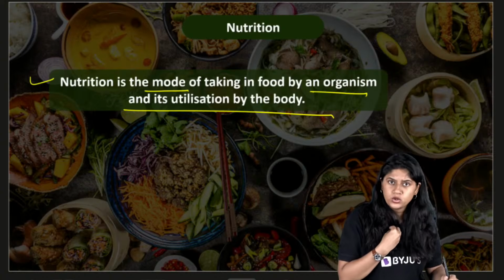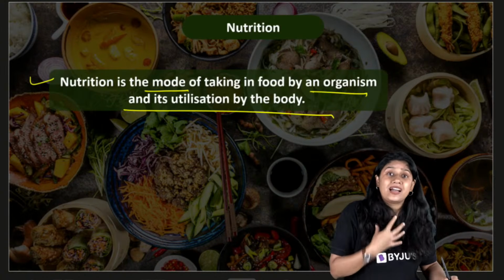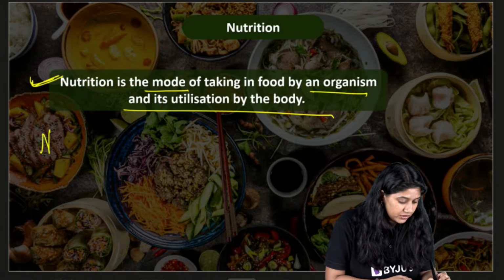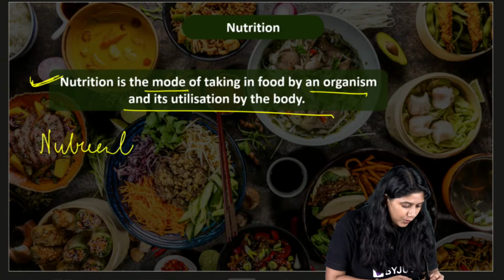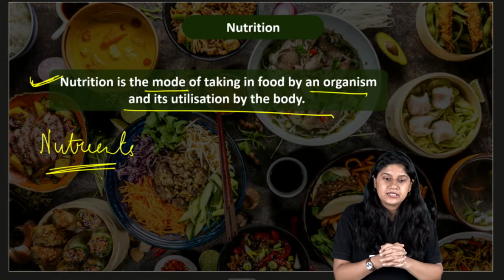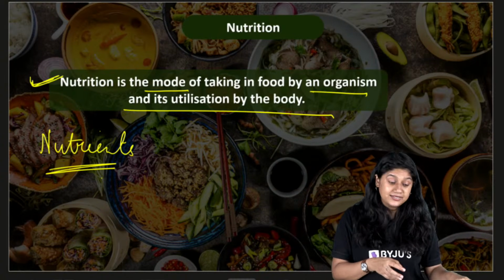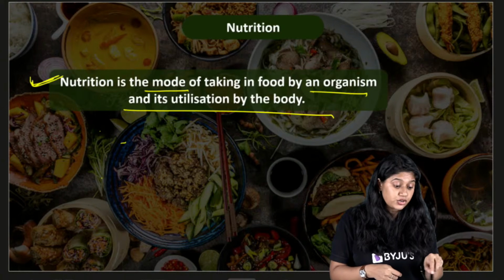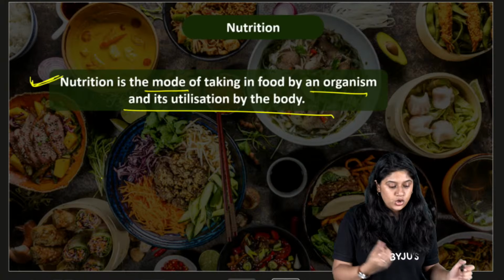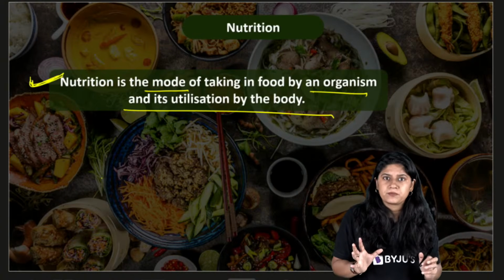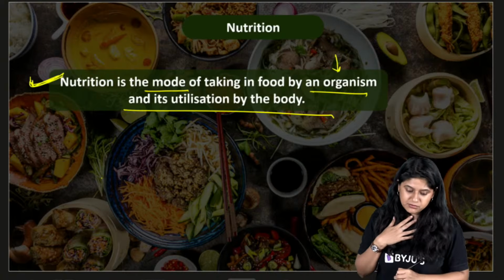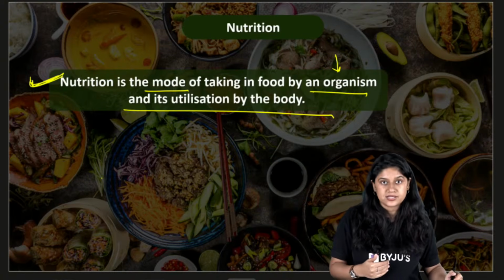We take the food, right? And of course, how our body utilizes it is the nutrition. What we take is the nutrient. Now, what are the nutrients? The energy-rich food, right? Those are the nutrients that go inside our body that provide nourishment or the required amount that we need. So we are clear with what is nutrition, right? Nutrition is a mode of taking in the food by the organism, and of course how it is utilized.